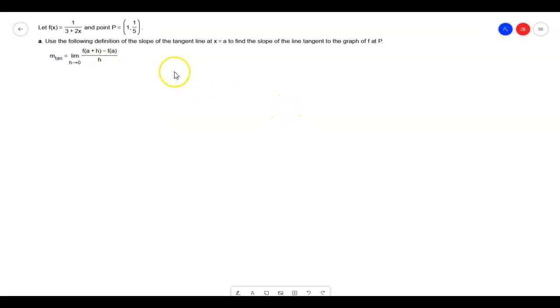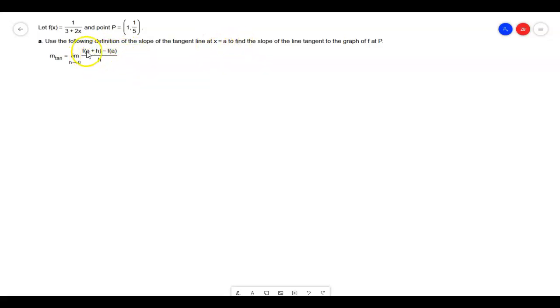It says use the following definition of the slope of the tangent line at x equals a to find the slope of the tangent line to the graph of f at the point P. They give us a formula to define the actual slope of that tangent line. M is the slope, and the subscript there says that that's for the tangent line. And they give that similar formula to the one we've been using: f of a plus h minus f of a, all over h.